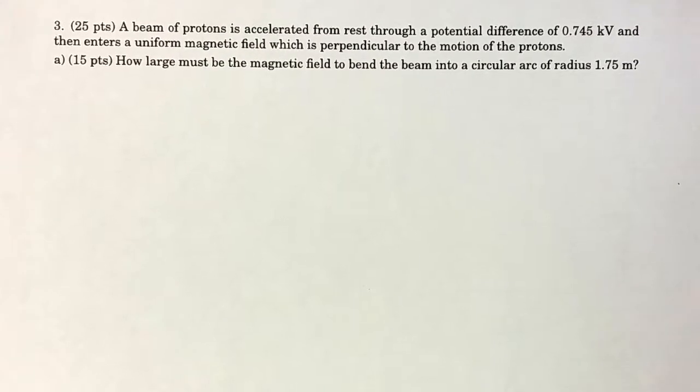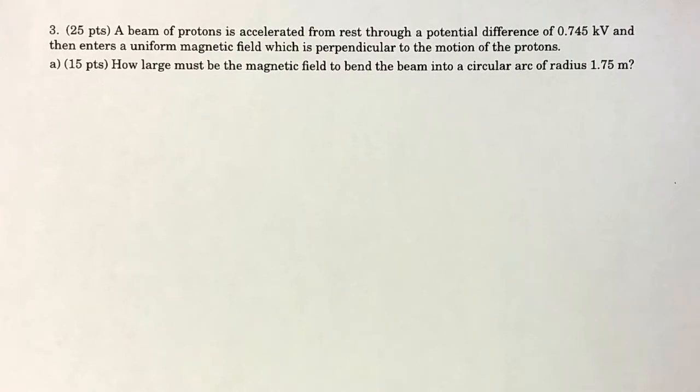Number 3. You have a beam of protons accelerated from rest through a potential difference of 0.745 kilovolts, which then enters a uniform magnetic field perpendicular to the direction of motion. What size magnetic field do we need if we want this beam to go in an arc of radius 1.75 meters?